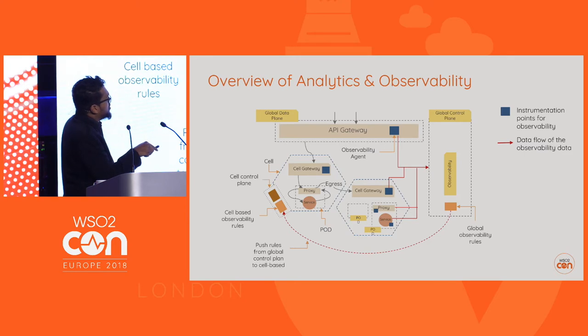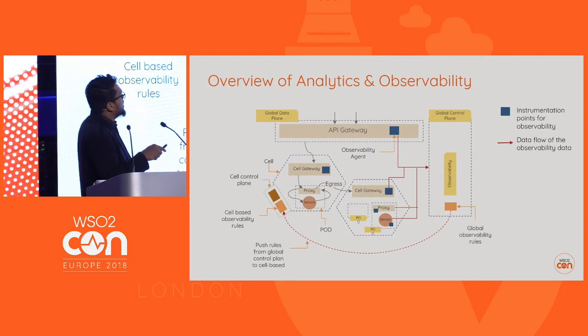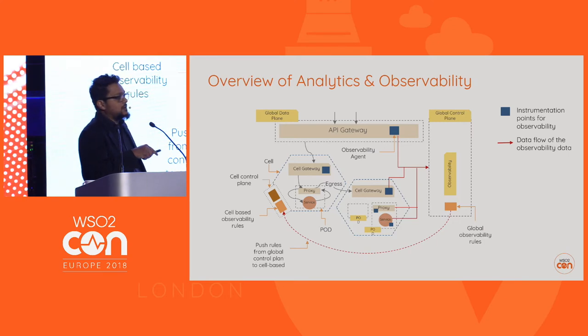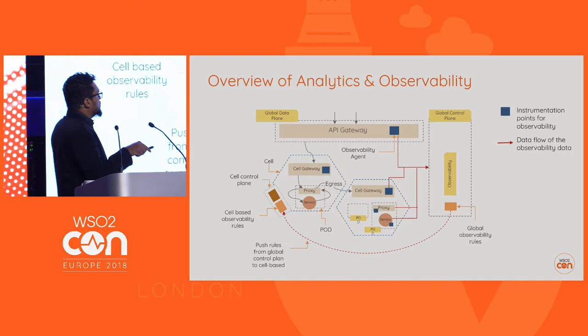Then you might make a call out. Then it goes through a different cell gateway. So there are several steps. There are agents that are running at each step, which will record each of these hops. And then these agents will asynchronously publish the observability data to the central observability engine, right? This can be something like the WSO2 stream processor and so on.